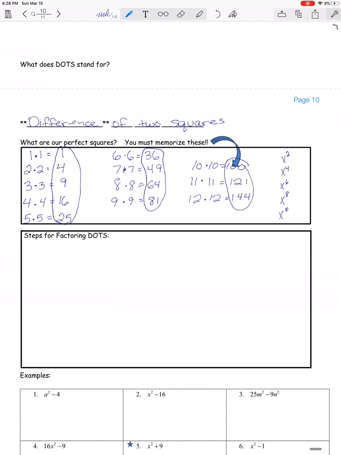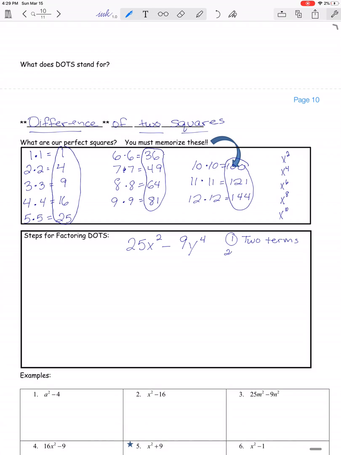So let's say I had 25x to the second minus, let's say, 9y to the fourth power. Let's go through how we would factor this using DOTS. First things first, you need to know, am I using DOTS or am I not using DOTS? The way we determine that is that DOTS stands for, as we said, difference of two squares. So when we factor DOTS, we need three different things. It has to have two terms.